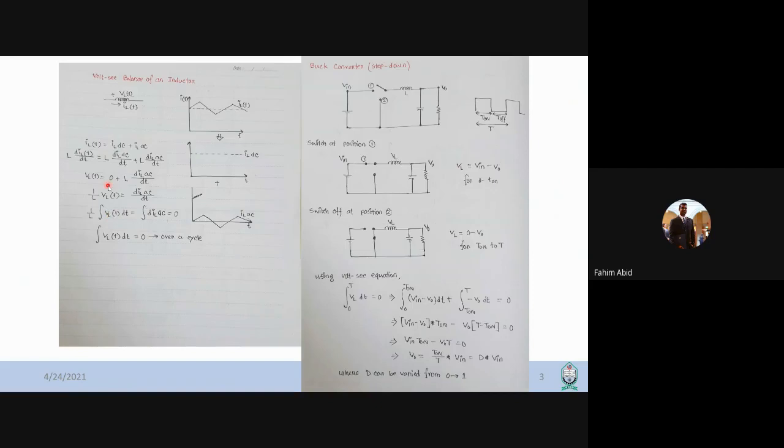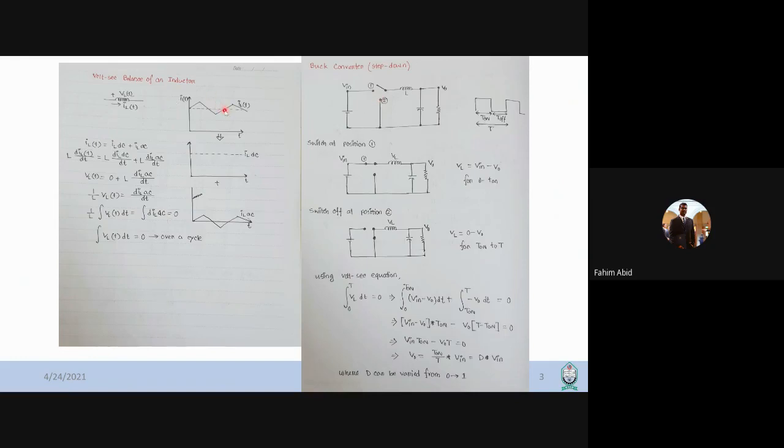Okay, so first, this volt-second balance of an inductor. This is a very important concept. It will be used throughout the course. As we can see in the figure, for example, this is a figure of the buck converter. Here we have an inductor L connected, and the current through this inductor doesn't change instantly. Whenever we are turning a switch on or off, it doesn't change instantly.